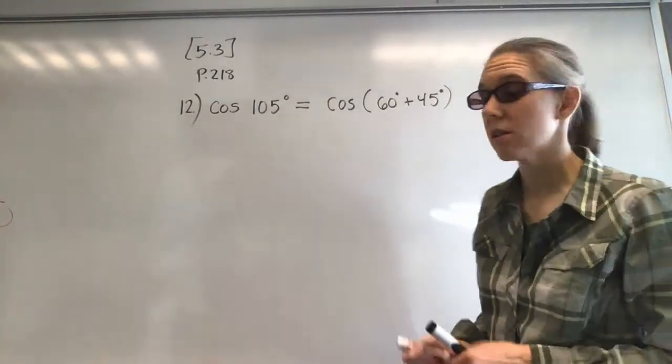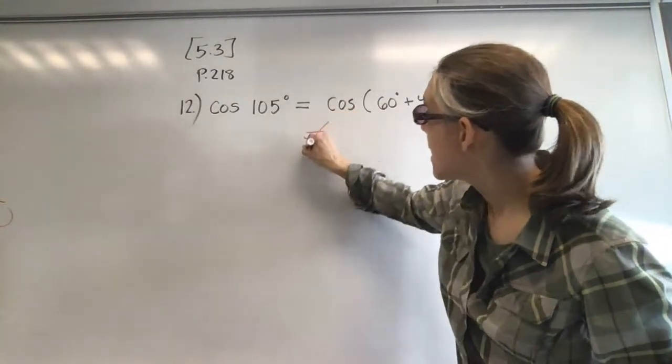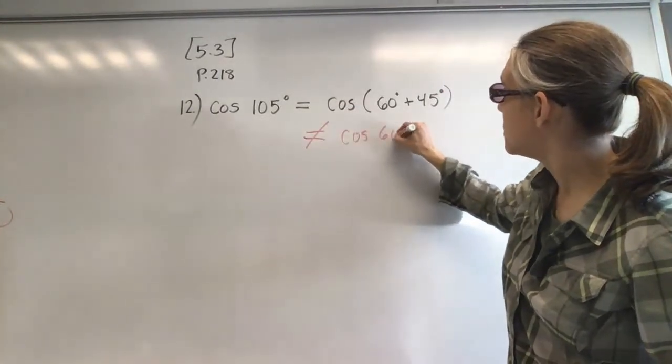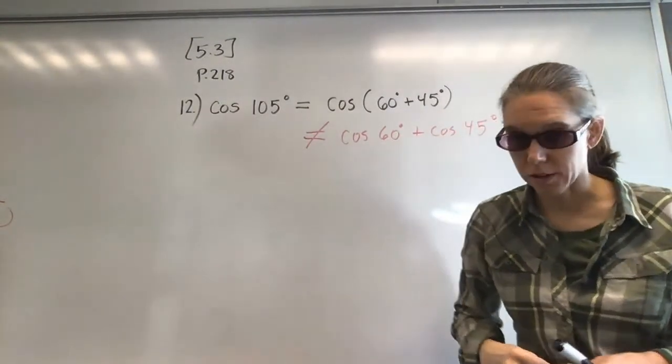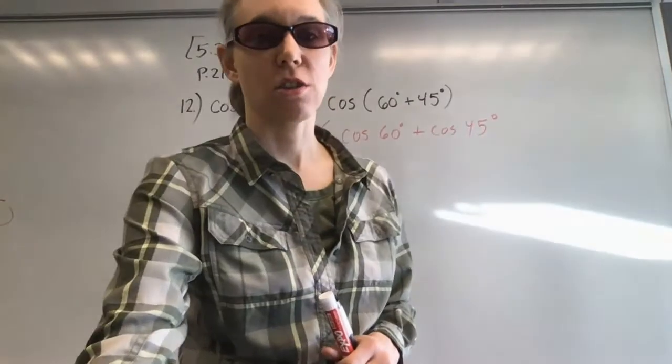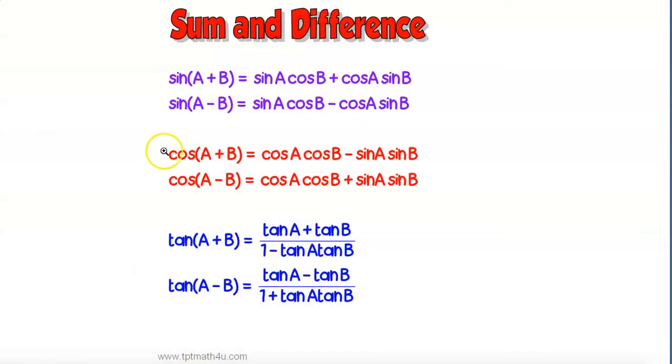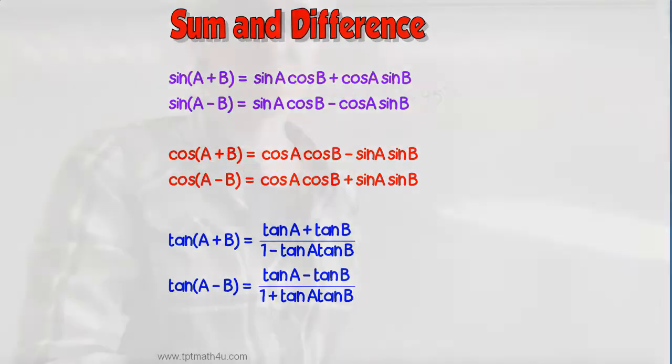Now, it's really important to note that this does not equal the cosine of 60 plus the cosine of 45. That's not how it works. Okay? Remember, I just showed you all of the formulas. These are the formulas right here. If you have the cosine of two angles added together, then this is the formula we use. I call this cos minus sine. And since multiplication is commutative, it really doesn't matter which of these two cosines come first and which of these sines come first. Okay, so we're going to be using cosine A, cosine B minus sine A, sine B.